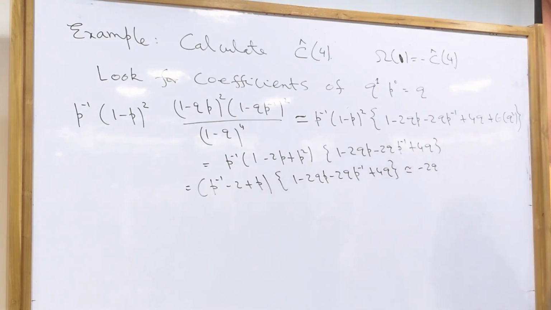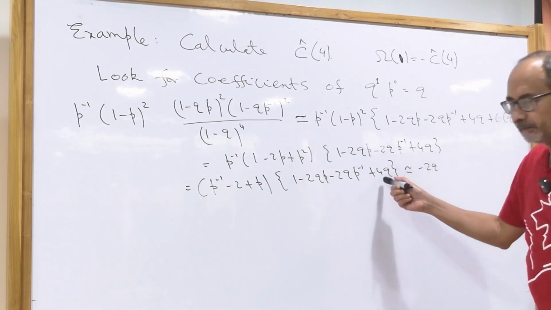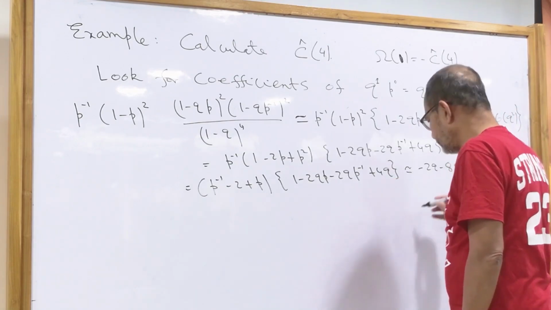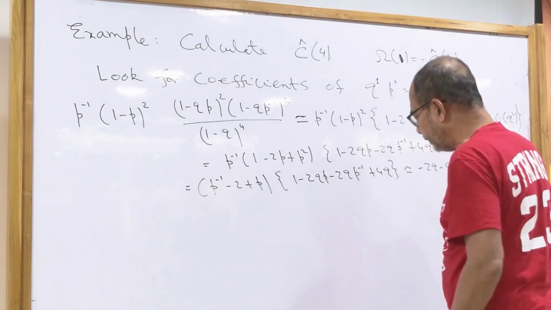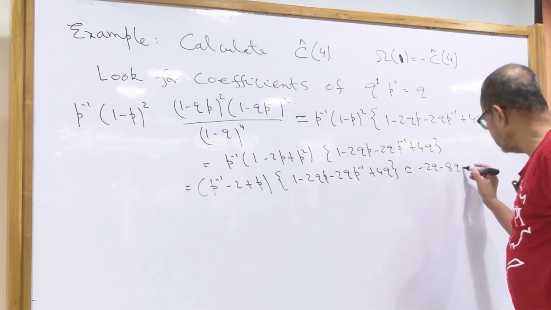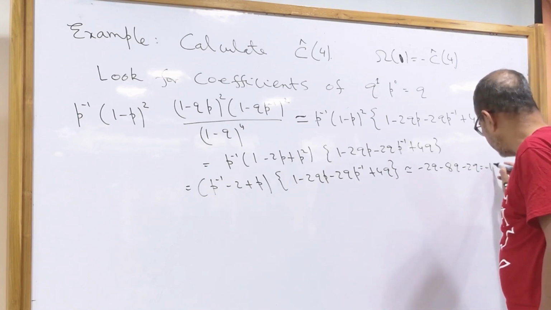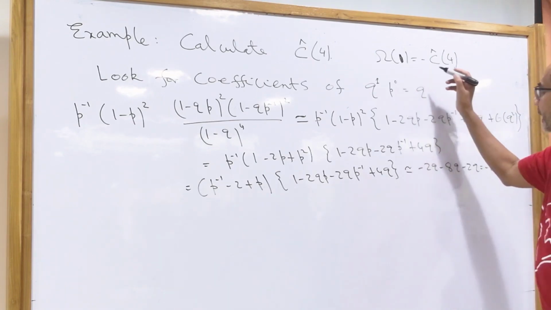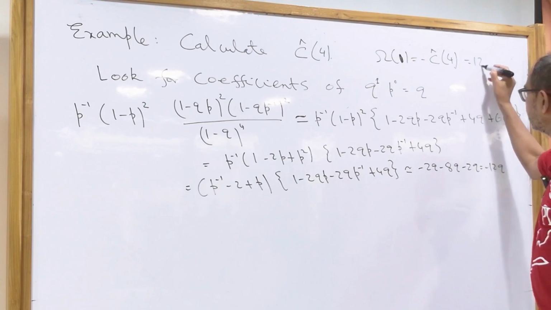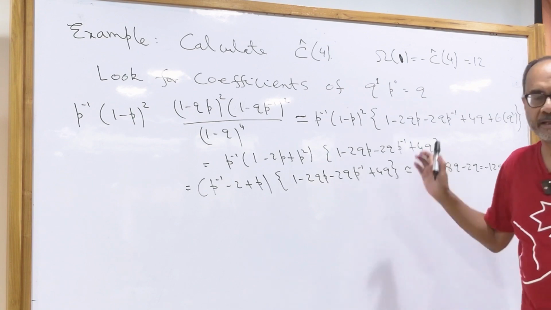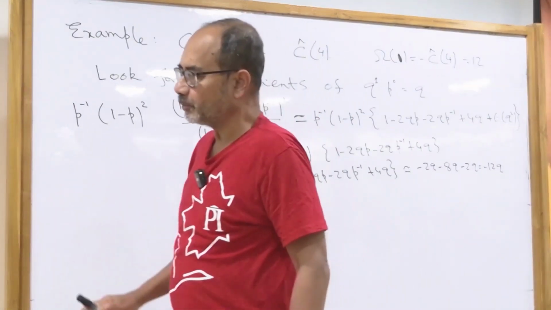Then minus 2, what about minus 2? Which term does it have to multiply? The 4q has to multiply, this has no p, so minus 8q. And then p has to multiply which one? This one, P inverse, so that's minus 2q. So this is minus 12q. So omega of 1 is minus c hat of 4, so that is 12. Is that clear? This is what gives the degeneracy of the corresponding state with n equal to 1.